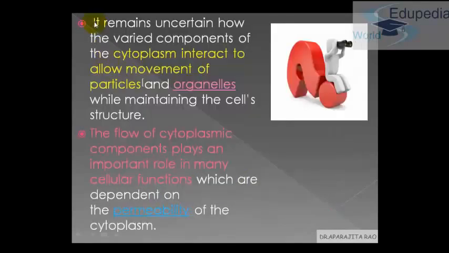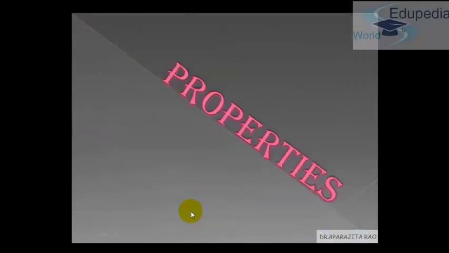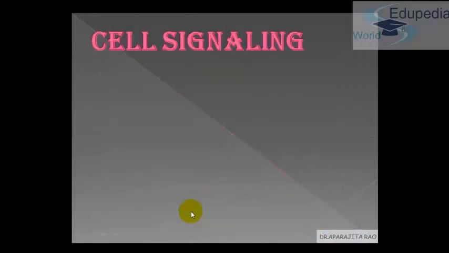Okay, it remains uncertain how the varied components of the cytoplasm interact to allow such movement, because no molecules have yet been found. So the flow of cytoplasmic components plays an important role in many cellular functions, which are dependent on the permeability of the cytoplasm. So moving on to the properties.